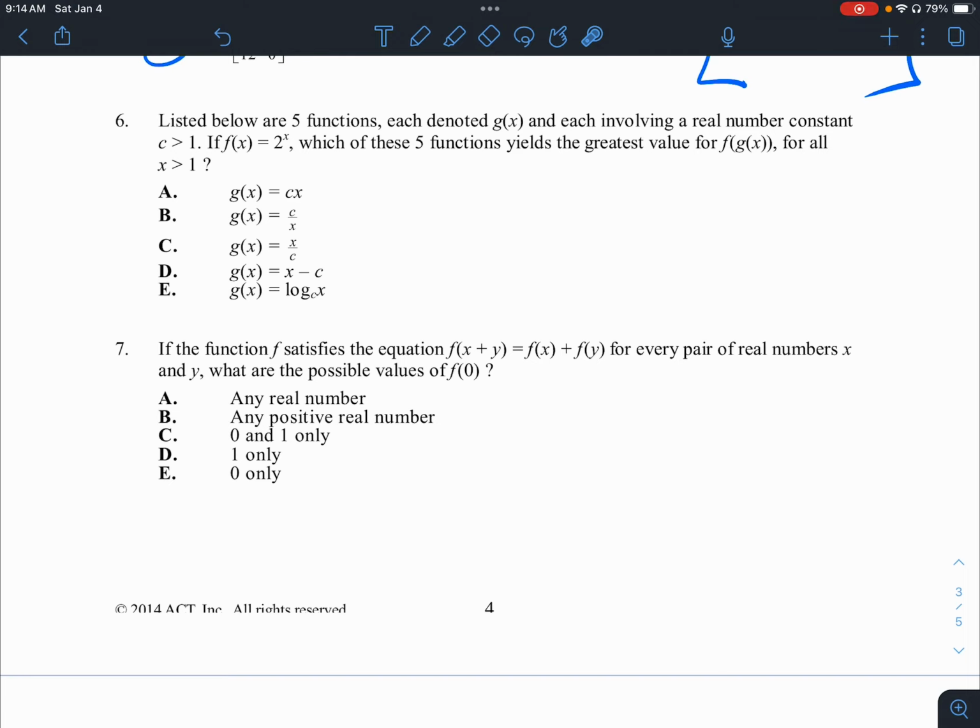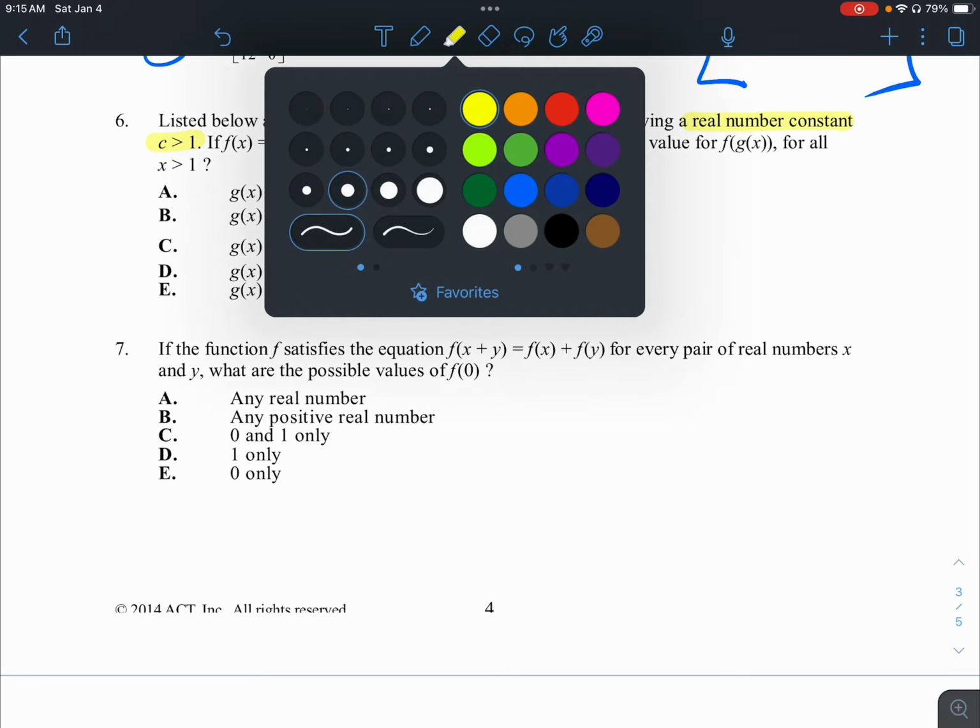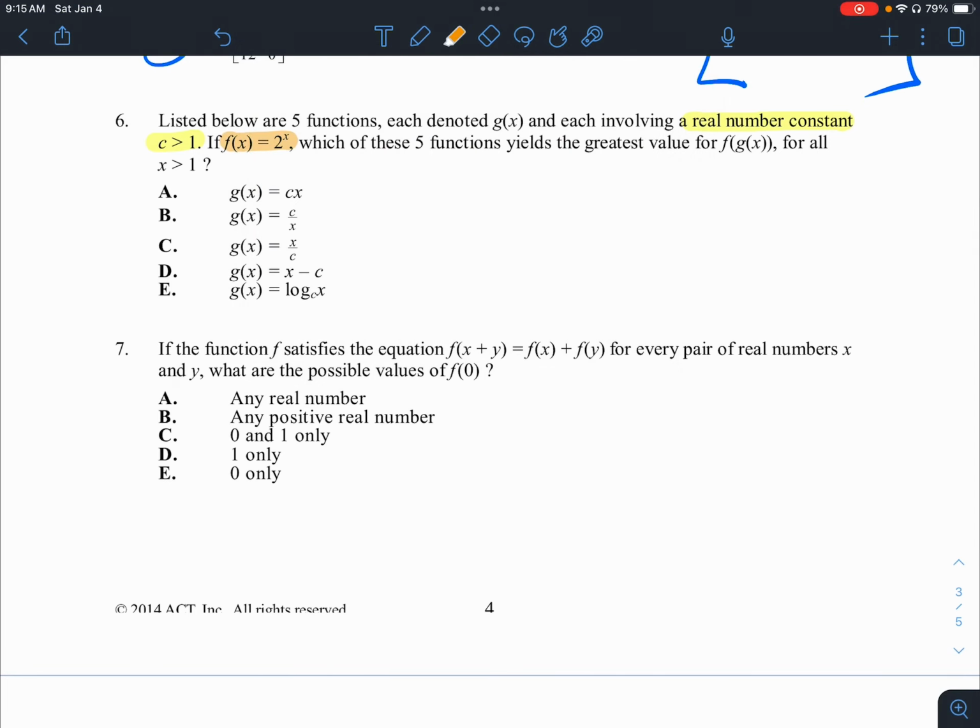Okay, so when it says a real number, that means it could be a decimal. It could be a fraction, it doesn't have to be, but it's definitely a number bigger than 1. So this could be helpful if we were to actually pick a number bigger than 1 for c to plug in for these. It says if f of x, so this is a different function, if f of x is 2 to the x power, which of these 5 functions down here would give us the greatest value for f of g of x? Again, assuming that x is also a value greater than 1.